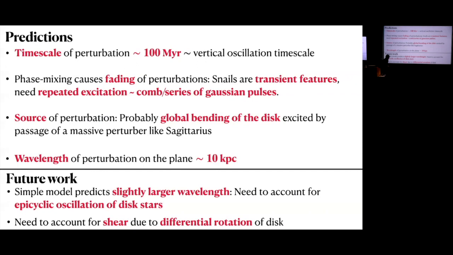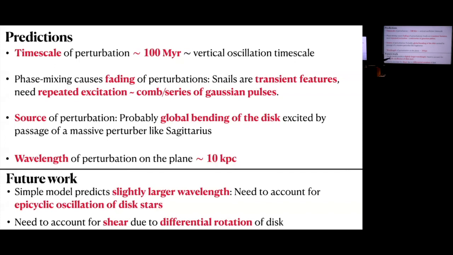Elise is going to talk about this in more detail, but the source of the perturbation is probably something like a global bending of the disk, which is being excited by the passage of a massive perturber. So it's probably not Sagittarius directly causing the snails, but something it does to the disk, and the disk bends up and down, and that's probably leading to these snails later. And the wavelength of the perturbation is around 10 kiloparsec.